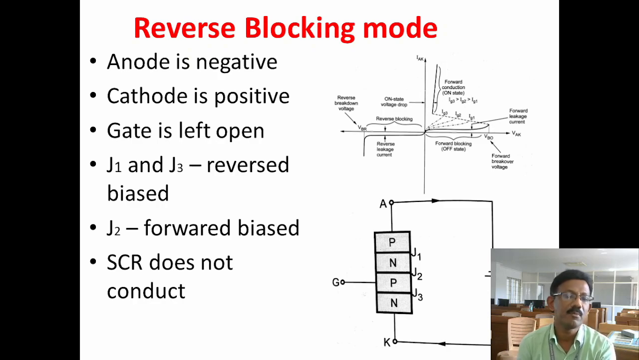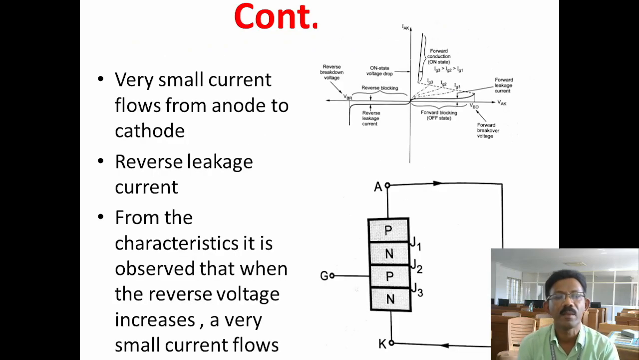In this reverse blocking mode, anode is connected to the negative terminal of the battery and cathode is connected to the positive side of the battery, and the gate is left open, so that junctions J1 and J3 are reverse biased. J2 is only forward biased. So in this reverse blocking mode, as 2 junctions are reverse biased, the SCR does not conduct. Only a very small current flows from anode to cathode. This current is called reverse leakage current.